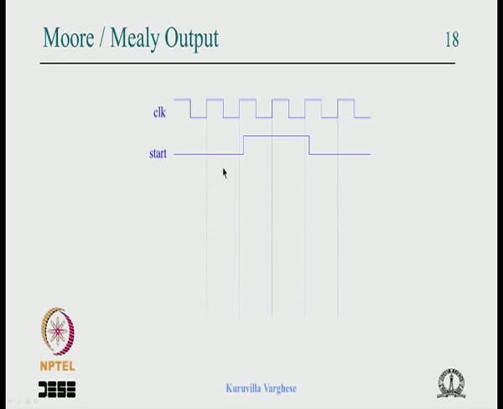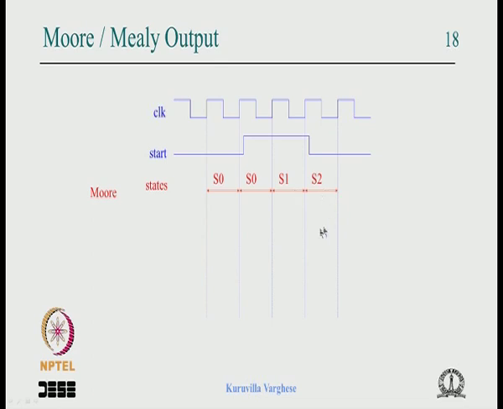At the beginning start is low, so definitely this is S0. Here also, when the clock edge comes it is still low, so this is S0, and the next is S0 because there is no transition. When the clock edge comes it is low, so it is S0. But here, when this clock edge comes the start is 1, so the next one is S1, and S1 in the next clock edge transits to S2 without any condition. So if you look at the Moore output, the states are S0, S0, S1 and S2.